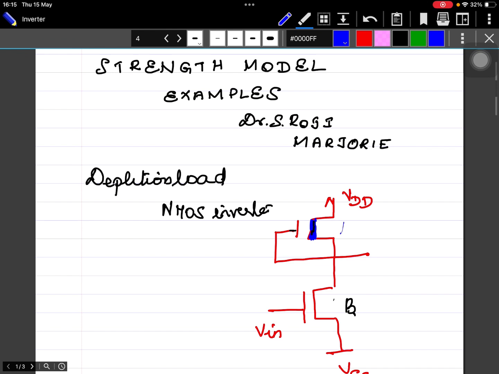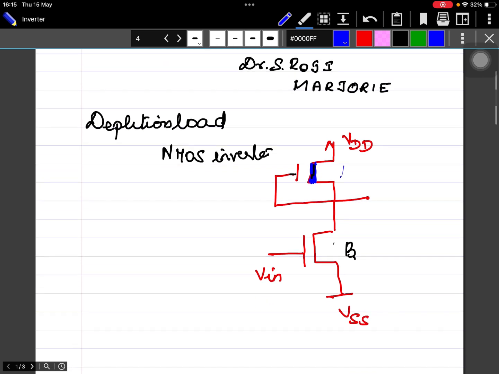We'll see the strength model by our next example, the depletion load NMOS inverter. In the case of the static CMOS, we had a pull up and a pull down, and the output will be drawn either towards the pull up or towards the pull down. In the case of depletion load NMOS inverter, as you can see here, the pull up is a depletion load, and the pull down is a normal enhancement transistor. So I'll call this pull up as A and the pull down as B.